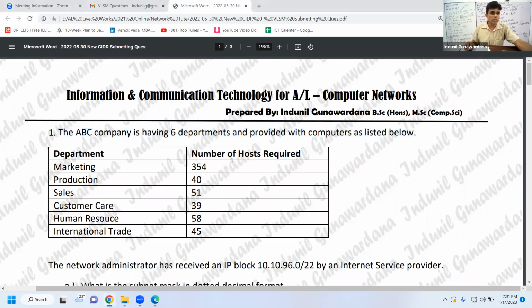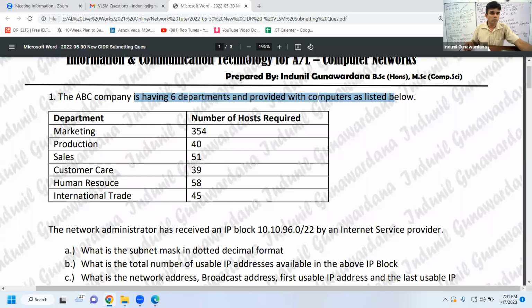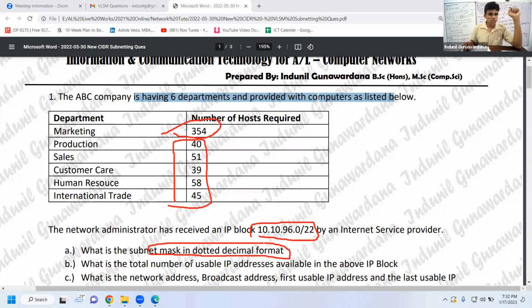This tute says one question: 6 departments, and provide the components as listed below. The first department has 354, the others are going to have 40, 51 likewise. The networking has received an IP block, this one, /22. Now, what is the subnet mask in dotted decimal format? Dotted decimal means the decimal format, not binary. What is the total number of usable IP addresses available in the above IP block? In this IP block, how many usable IPs are there?